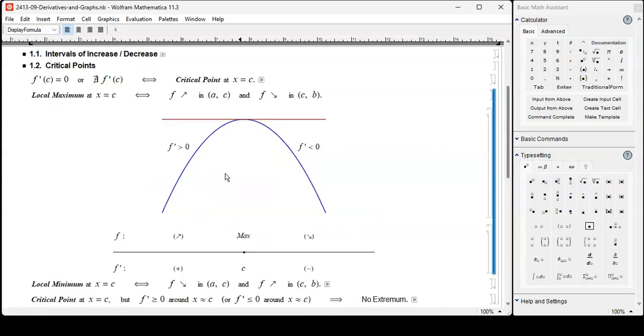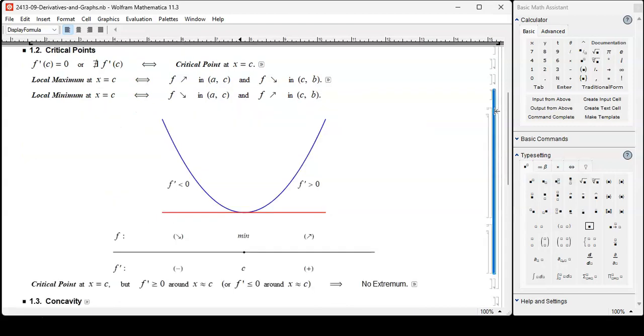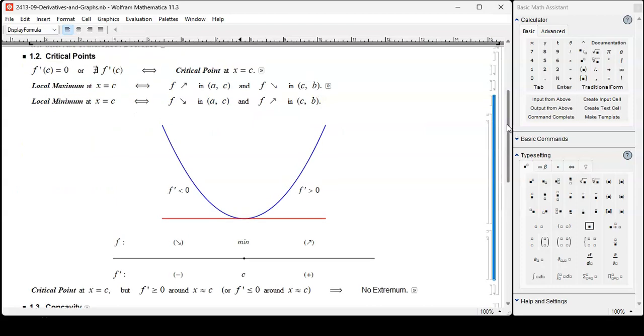Local maximum: in that case, the derivative changes from positive to negative, so the graph of the original function goes up, hits the maximum, and comes down. And that's visualized by this diagram as well. And in this case, vice versa, local minimum. The derivative changes from negative to positive, so the original function changes from decreasing to increasing, and that's visualized by the diagram as well.